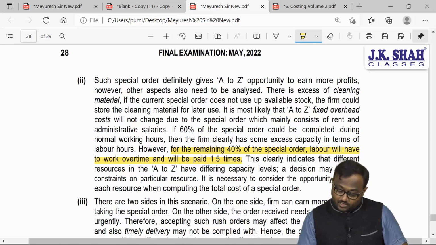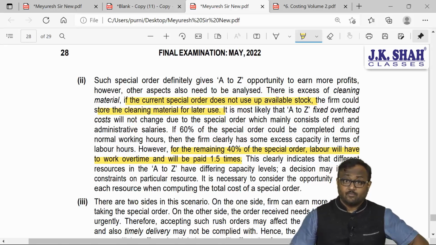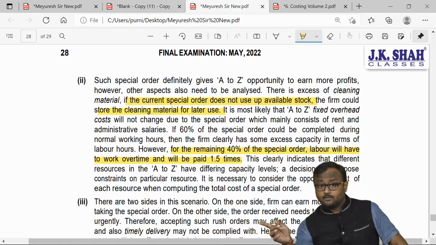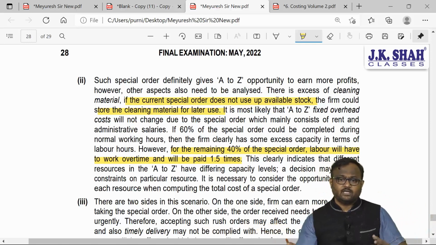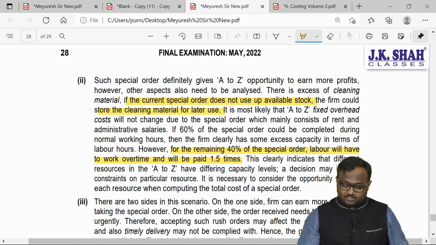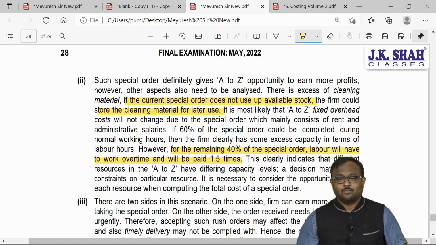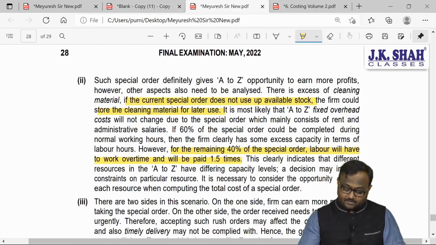I'm considering only overtime. See, if the current material does not use up the available stock, the firm would store the cleaning material for the latter use. I have use. So if I'm using it for hotel, it is getting used. So for my routine business, I'll have to buy the fresh lot. So it is as good as I'm buying fresh lot. So there is a surplus work required to be done in case of material as well as in case of 40% of labor hours. This is what you should understand.